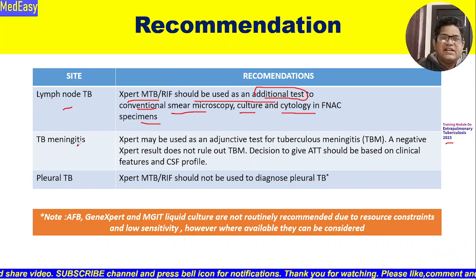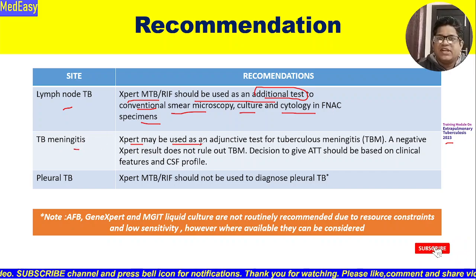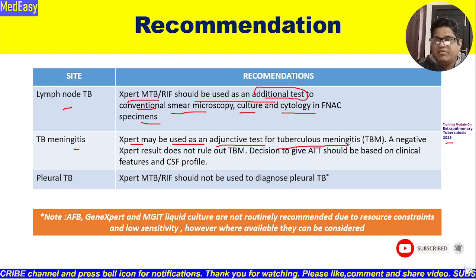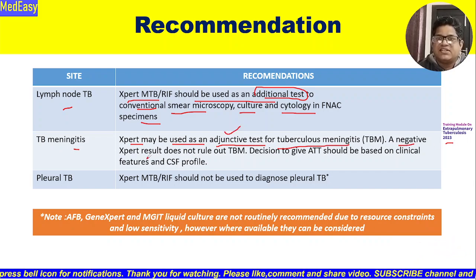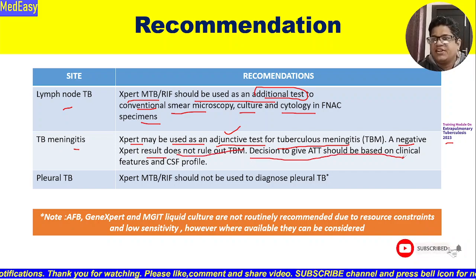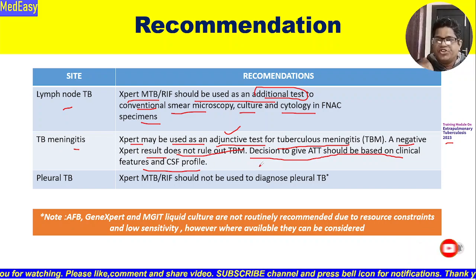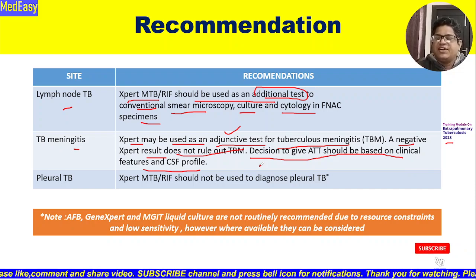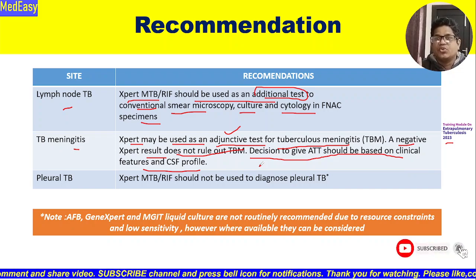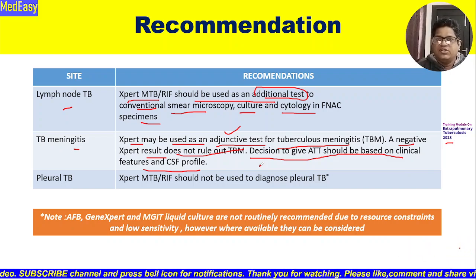And in TB meningitis, Xpert may be used as an adjunctive test for TBM. It is an adjunctive test, because a negative CBNAAT does not rule out tuberculosis, and the decision to give ATT should be based on the clinical features and CSF profile. So in tubercular meningitis, we should do CBNAAT, GeneXpert, but the decision to treat the patient depends solely on the clinical presentation and the CSF picture of that patient. We will discuss all these things one by one later in detail in our upcoming videos.